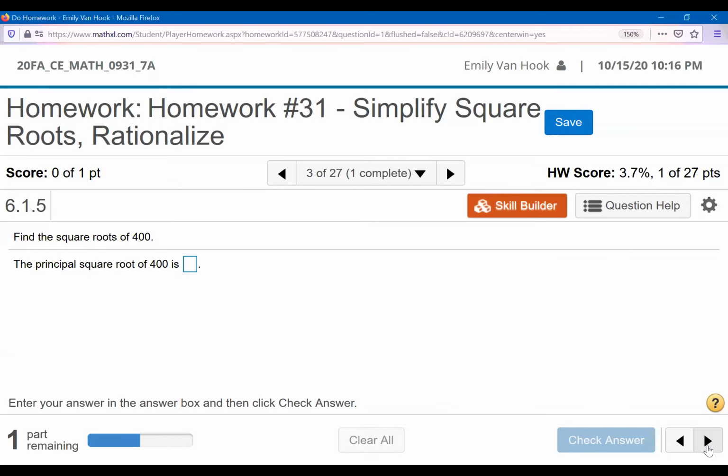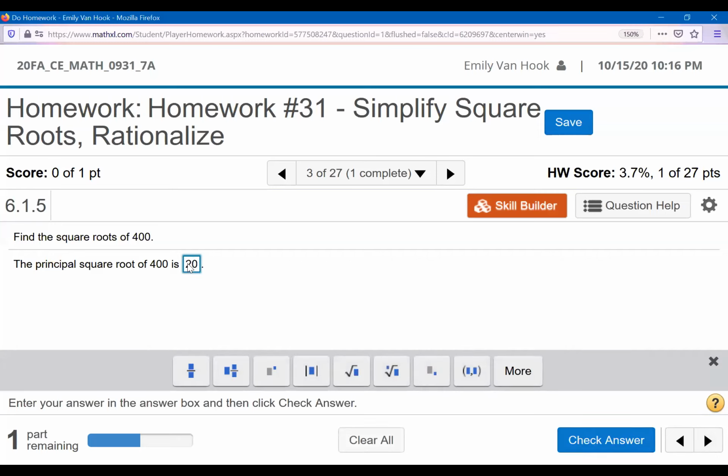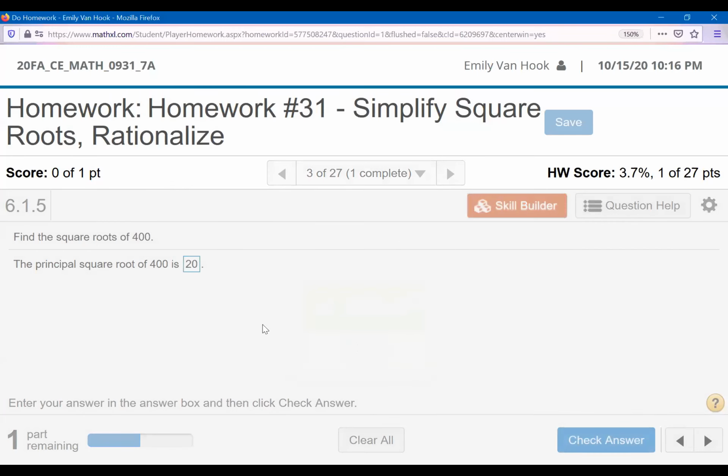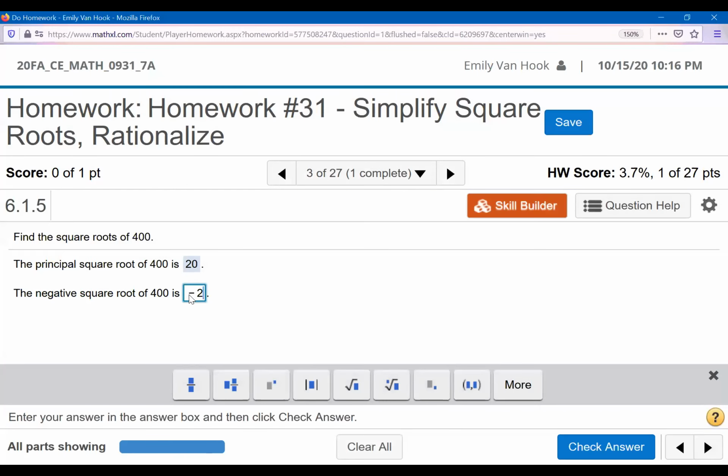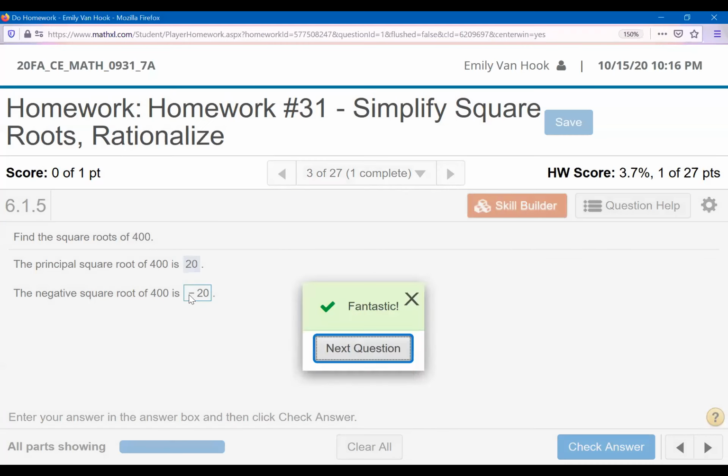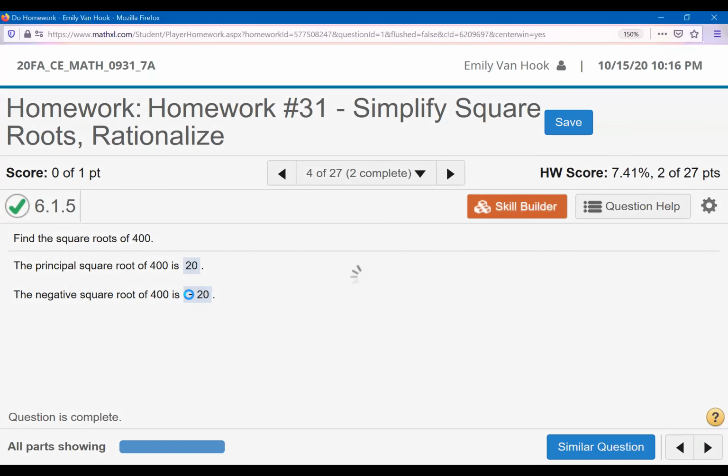All right. Oh, number 3, similar. Square roots of 400. Let's see. Do I know that one? I think that's going to be positive 20 for the principal square root and then negative 20 for the negative square root. So far, so good. You can use your calculator if you need to for these.